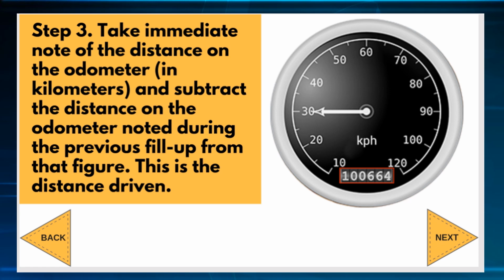Next, as what you see on this screen, step 3, read it. Take immediate note of the distance on the odometer, obviously that is in kilometers, and subtract the distance on the odometer noted during the previous fill up from that figure. This is the distance driven. That is what we see on this.